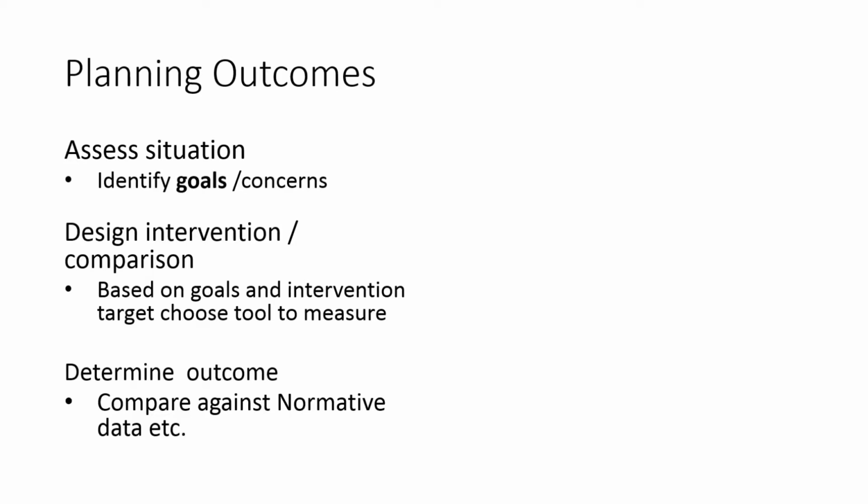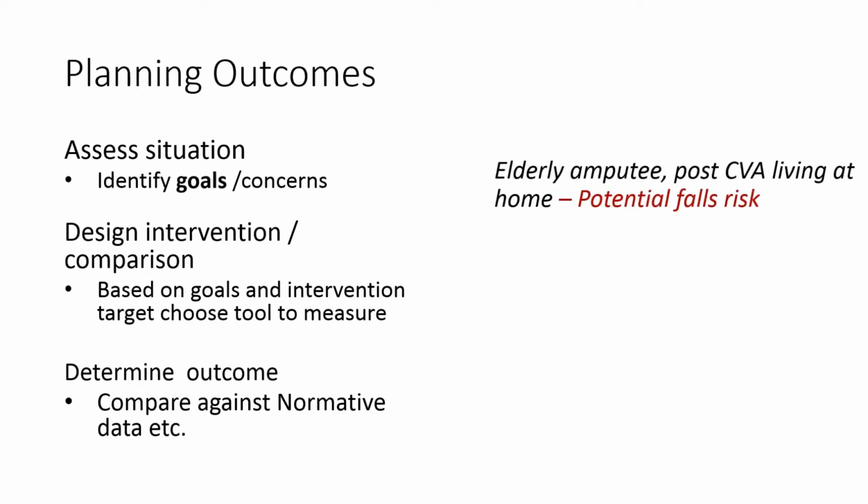So if we use this model, we can assess the situation. So if we have an elderly amputee, they've also had a stroke and they're living at home. One thing which, from a clinical perspective, we might say is that they have a high falls risk. And this is something which is often identified by the client as well. They might say, when asked, what concerns do you have living at home?